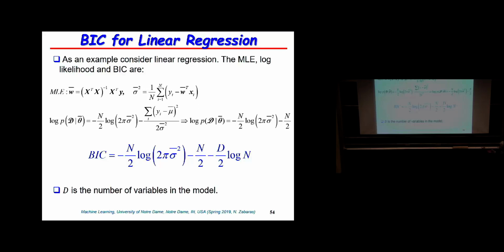So remember, in regression, I give you points xi, I give you points yi. You try to fit some linear model that looks like y equals w transpose x plus some Gaussian noise. And the MLE estimate of the parameters is the least squares solution that you see here. The MLE estimate for the noise is the variance defined by the observations and the predictions of the model. So this is the empirical variance.